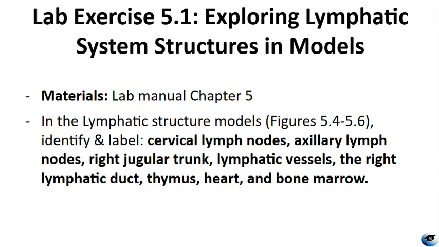For lab exercise 5.1, you're going to work with lymphatic system models, or for your online students, you can use figures 5.4 through 5.6 in the lab manual. The task is to identify and label key structures, including the cervical lymph nodes, axillary lymph nodes, right jugular trunk, lymphatic vessels, right lymphatic duct, thymus, heart, and bone marrow. Take your time so you know where these structures are positioned and how they connect within the rest of the lymphatic system.